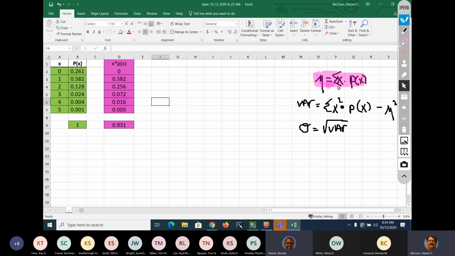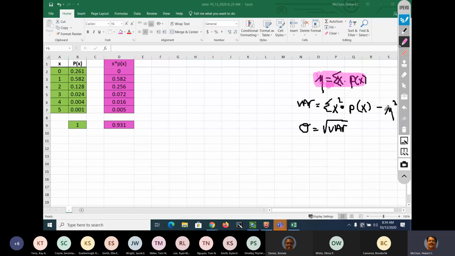Okay, so we just did this right here. So now we've got to do this. So you've got to read the formula. It says the summation of x squared times p of x minus the mean squared. Somebody tell me what is the only thing we don't have in this formula? We've got the mean, there's the mean right there. We've got p of x right here. So what's the only thing we don't have? The variation. Yeah, that's what we're trying to find.